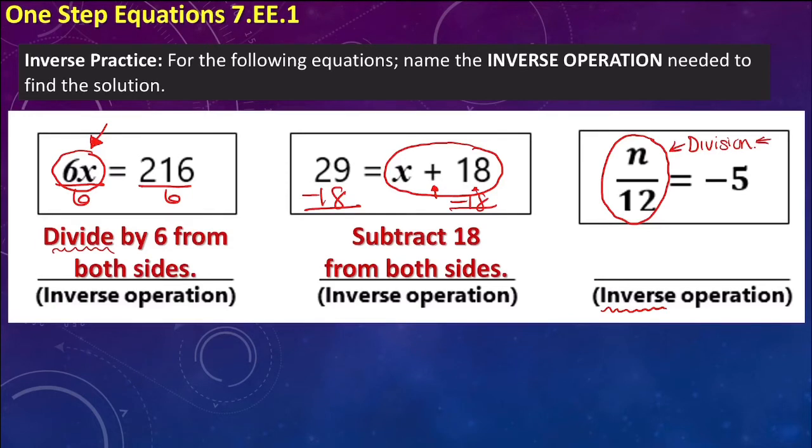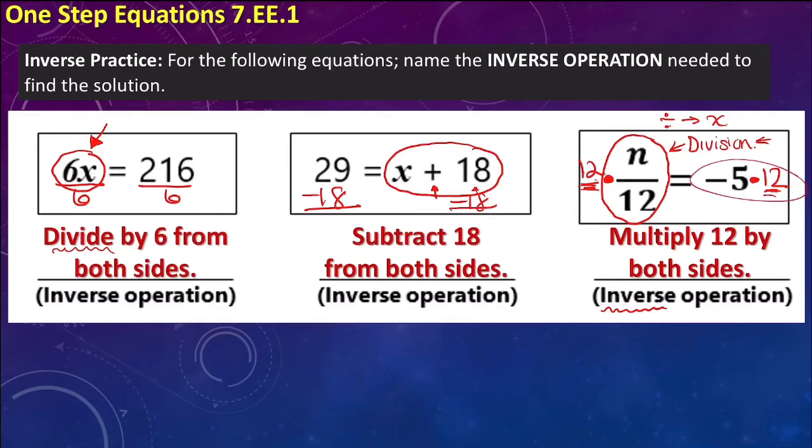Well, the opposite of division would be multiplication. So that's what we're going to do. We're going to multiply both sides by 12. Now, as you guys can see, notice how when we applied inverse operations, we always applied it to both sides of the equation. All right, we multiplied the left side by 12. We multiplied the right side by 12.